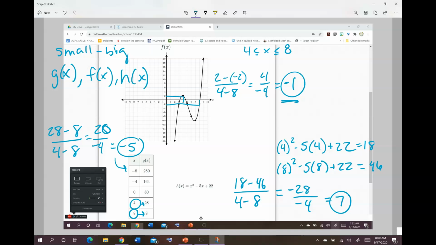Okay? And that's all you have to do for this Delta Math when comparing. And it's multiple choice. Okay, I just snipped that out. But you're just picking the one that is small to big. Okay, and it didn't take that long.